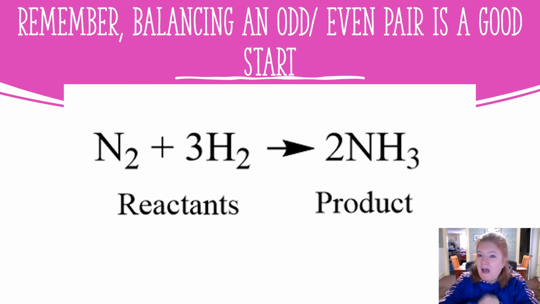Remember, balancing an odd even pair is a good place to start. So there were 3 hydrogen on this side and 2 hydrogen on this side. So a good place to start would be to make this 3 even by multiplying it by 2. Okay, so that's a good place to start.